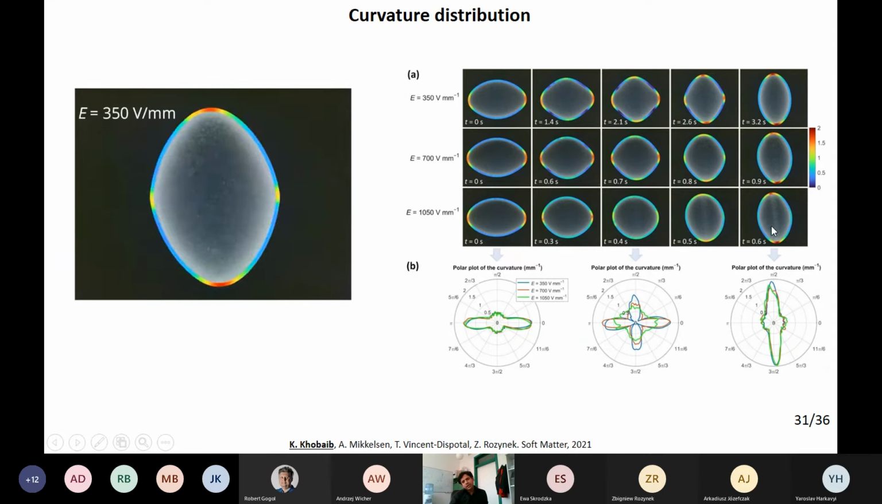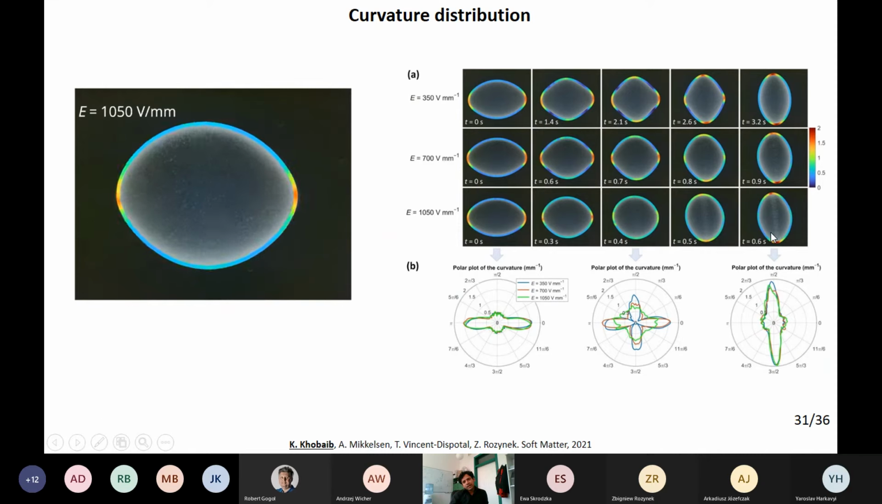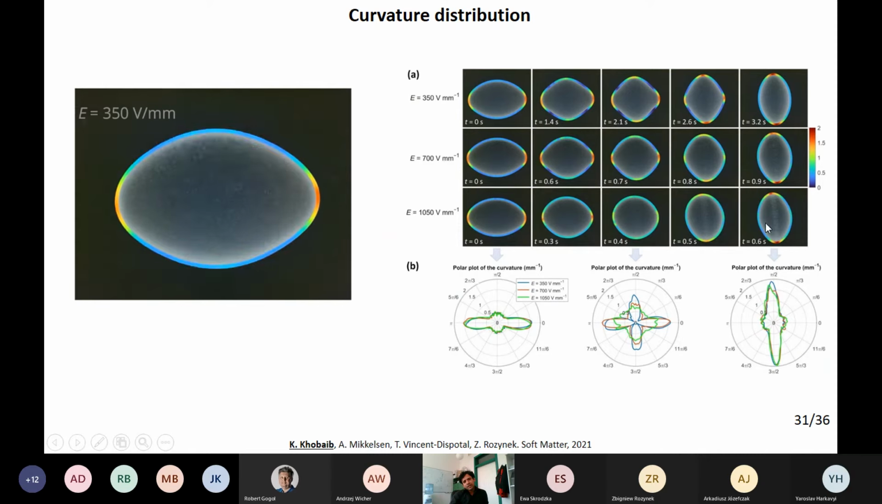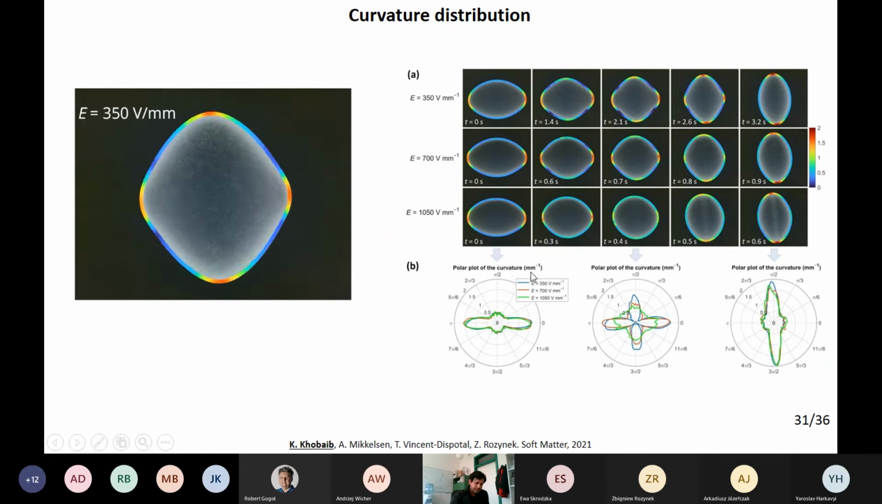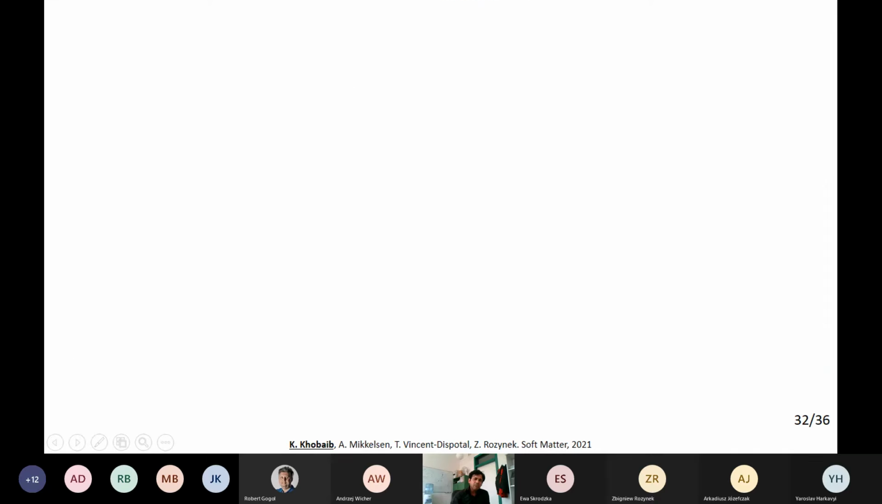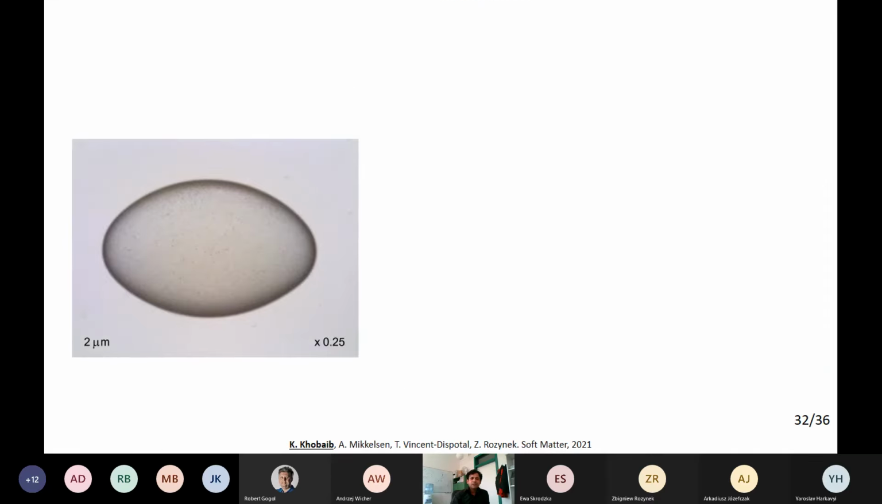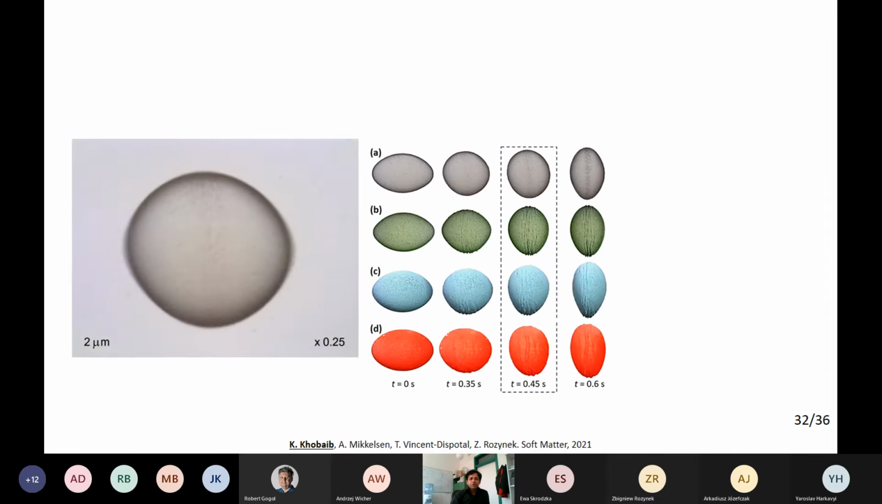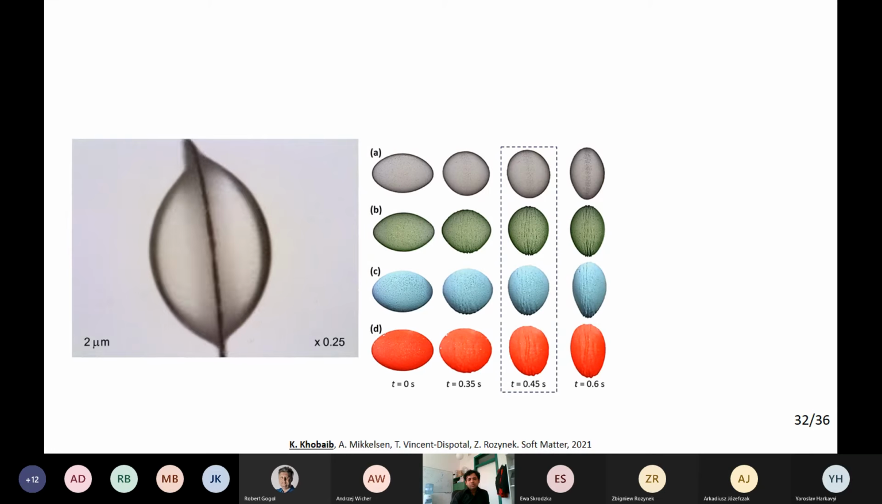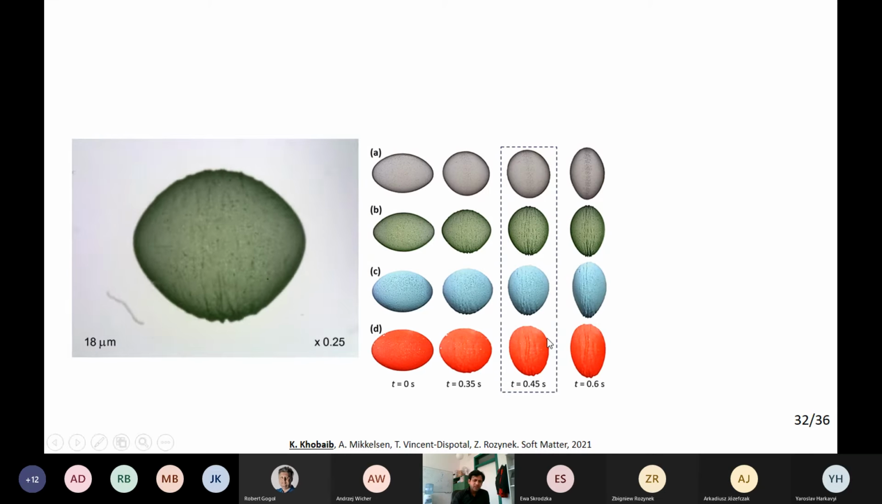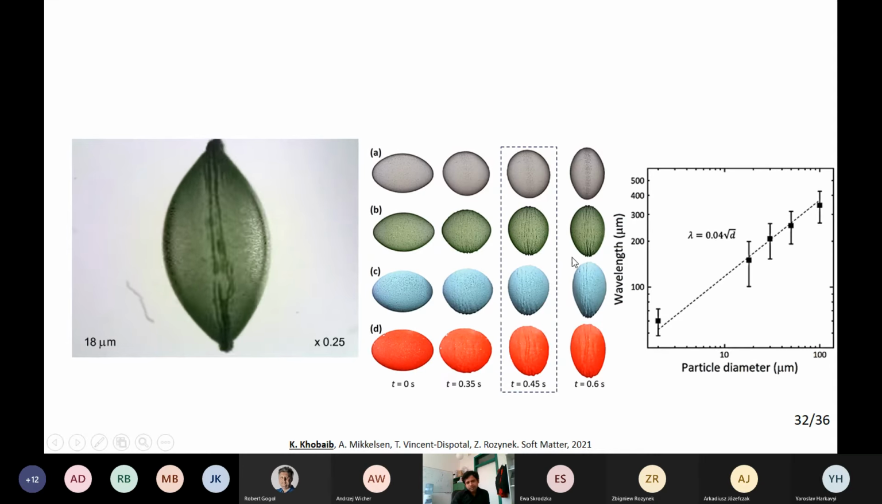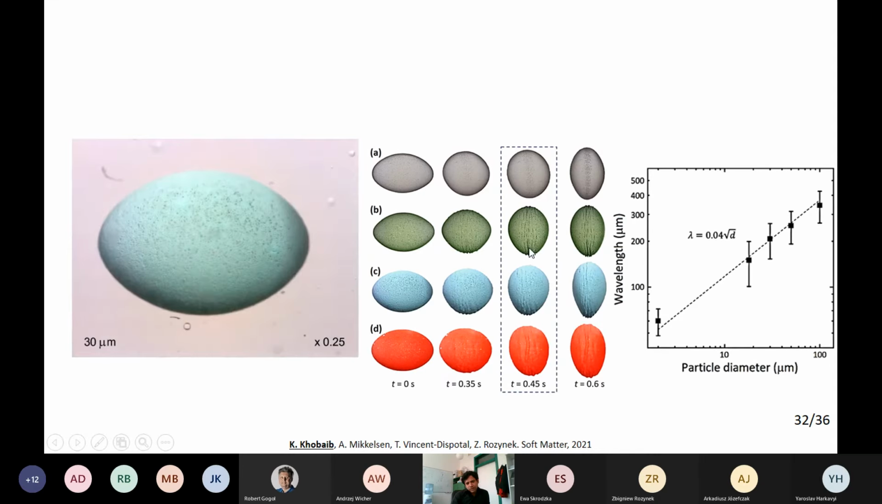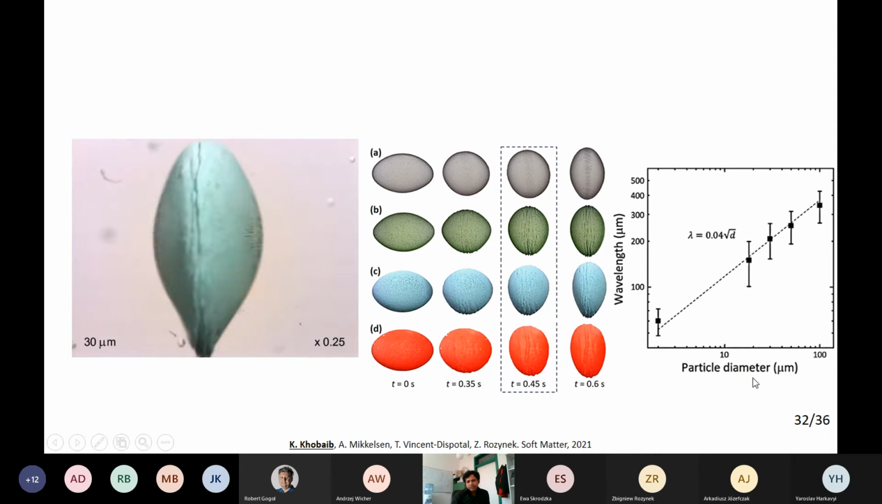Now the question is, I showed you the formation of the wrinkling, and how does this wrinkling change when we change the particle size. Here we use different particle sizes from 2 micrometer to 100 micrometer. Here we showed only up to 50 micrometer in the figure, and we calculated the wavelength between the two wrinkles, and we plotted it against the particle diameter.